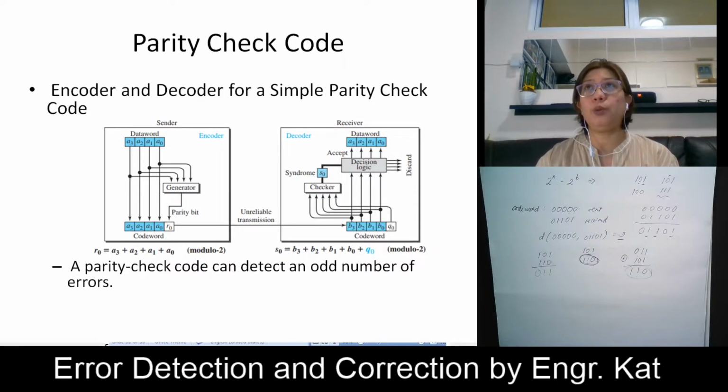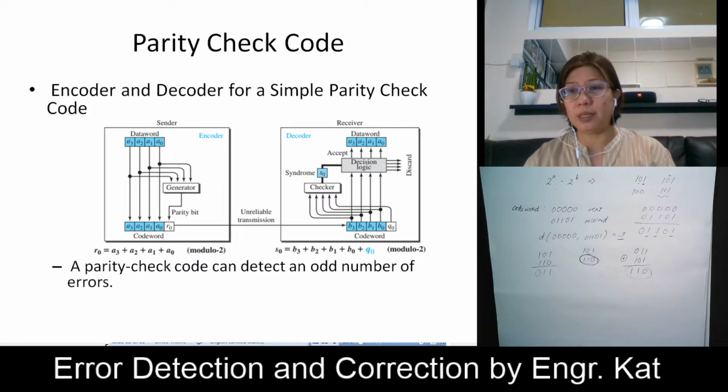So all you have to do is look at the value of S0, or the syndrome. If it is 0, no error was detected. If it is 1, there is an error. Okay, as simple as that.